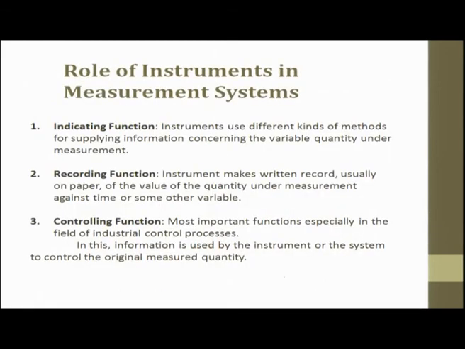So when we talk about the role of instruments in measuring systems, the indicating function: the instruments use different kinds of methods for supplying information concerning the variable quantities under measurement. These are indicating, which indicates, and recording, which records. For example, the most basic is indicating. So indicating only shows. So what do we do with the shown data?